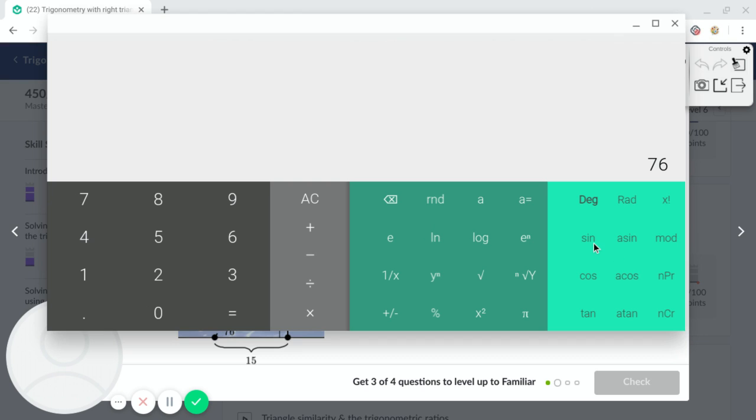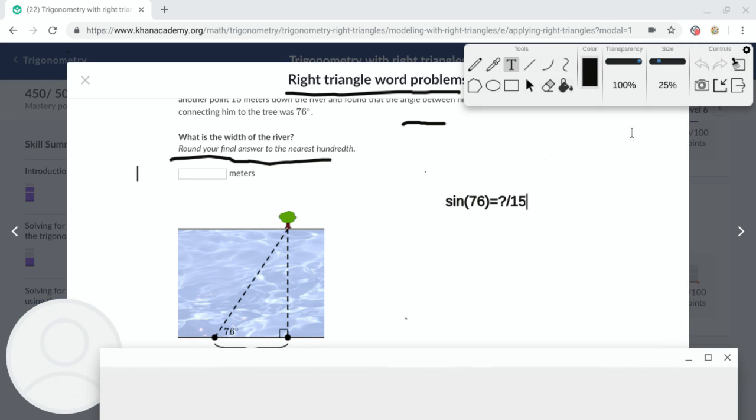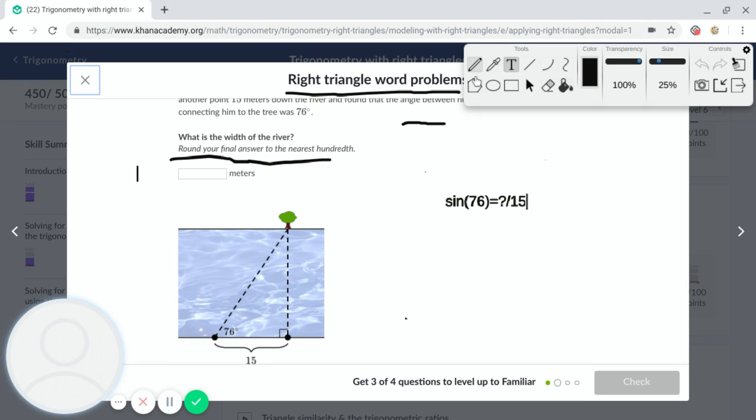And we want the, oh wait, wrong one. What I meant to do was the cosine, because that's opposite over adjacent. Wait, hold on. I put sin in here. Oh snap, I almost messed up really bad. That was not intentional, so forget this. I meant cosine, because that's opposite over adjacent.